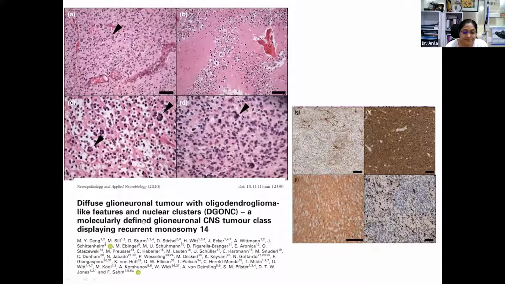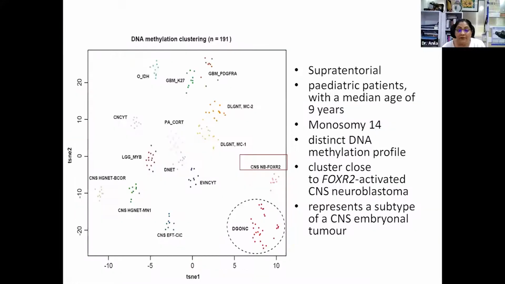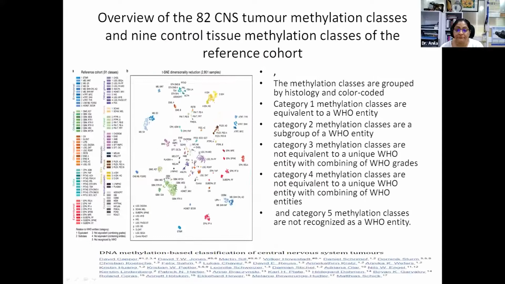So this was the article where Deng et al. have studied the diffuse glioneuronal tumor, and they have said that it's a molecularly defined CNS tumor which displays recurrent monosomy 14. So these tumors are supratentorial, and they have a distinct DNA methylation profile. This is the DGONC, and they cluster close to the FOXR2 activated CNS neuroblastoma. Hence, it is thought that they represent a subtype of the CNS embryonal tumors. And this is from Kapper et al., where they had studied this.